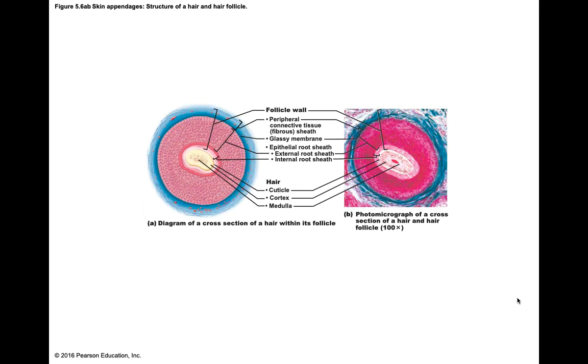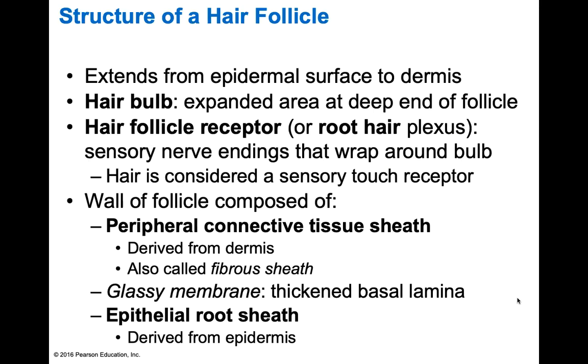Here's a picture of what the hair follicle looks like with the hair growing out of the center. So we're going to talk about the structure of that follicle. The follicle extends from the epidermal surface all the way down through to the dermis. The hair bulb is an expanded area at the deep end of the follicle. The hair follicle receptor, or the root hair plexus, is a sensory nerve ending that wraps around the bulb.